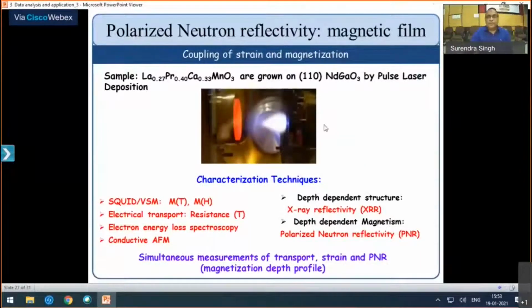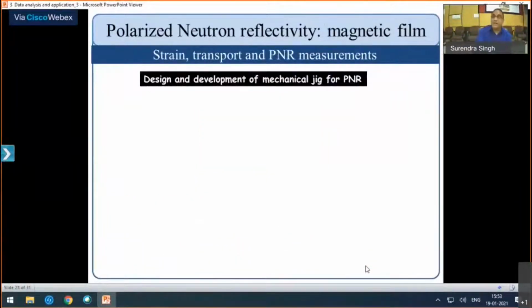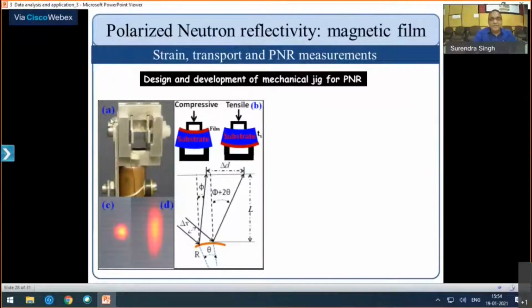We did this transport, strain and PNR measurements at the same time, and this is an experiment which is only doable with PNR, because we have designed a mechanical jig and did polarized reflectivity. And this mechanical jig cannot be designed for VSM or SQUID measurement. That is what I was saying: a different kind of sample environment is possible in the neutron scattering technique, which you can easily apply. So we made this mechanical jig over here. This is the small jig over here. This one.